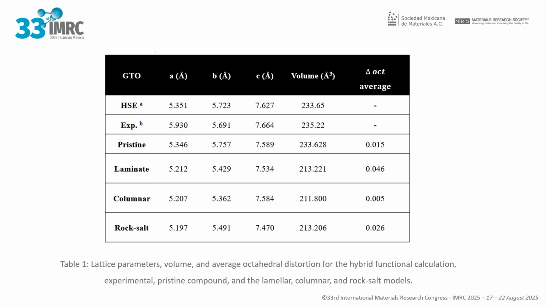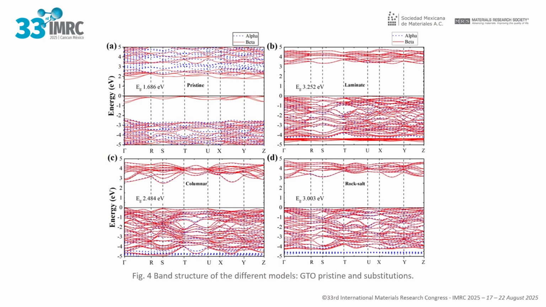In Table 1, we compare structural properties, including lattice parameters, cell volume, and average distortion, for each substitution model. For reference, we also included results from hybrid functional calculations, experimental data, and the pristine compound. Now let's look at Figure 4, which shows the band structures of the three models alongside the pristine GTO.